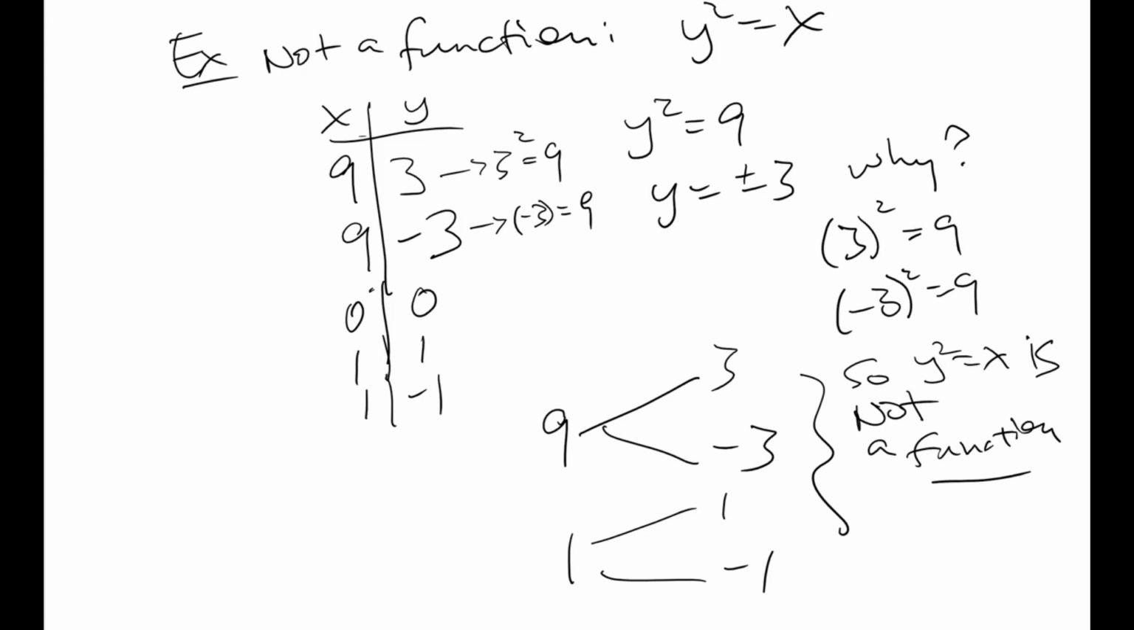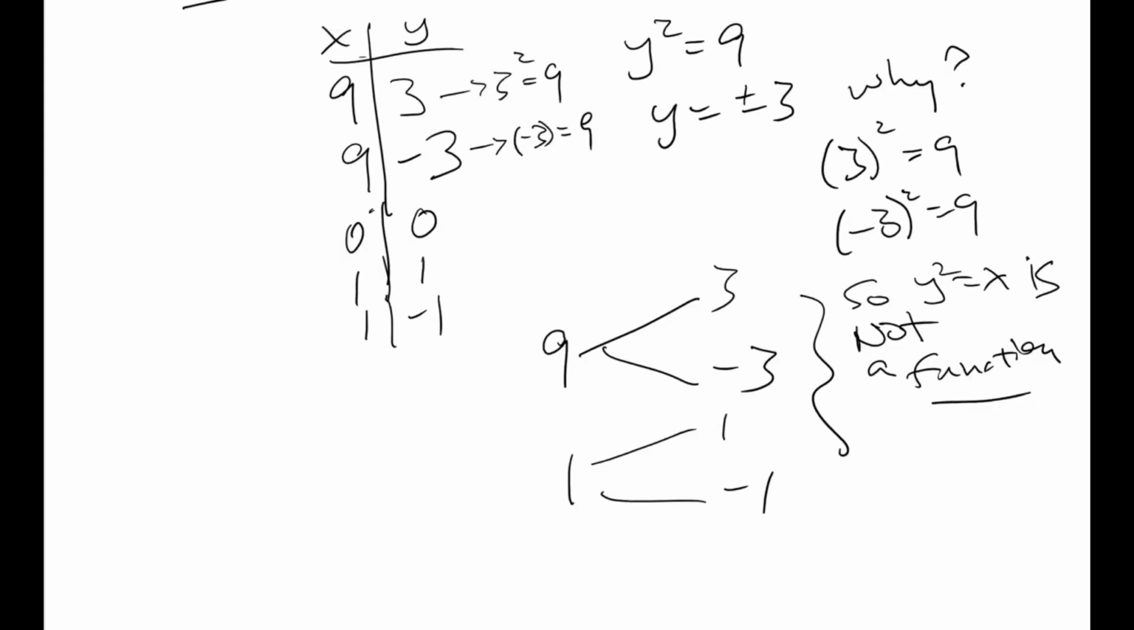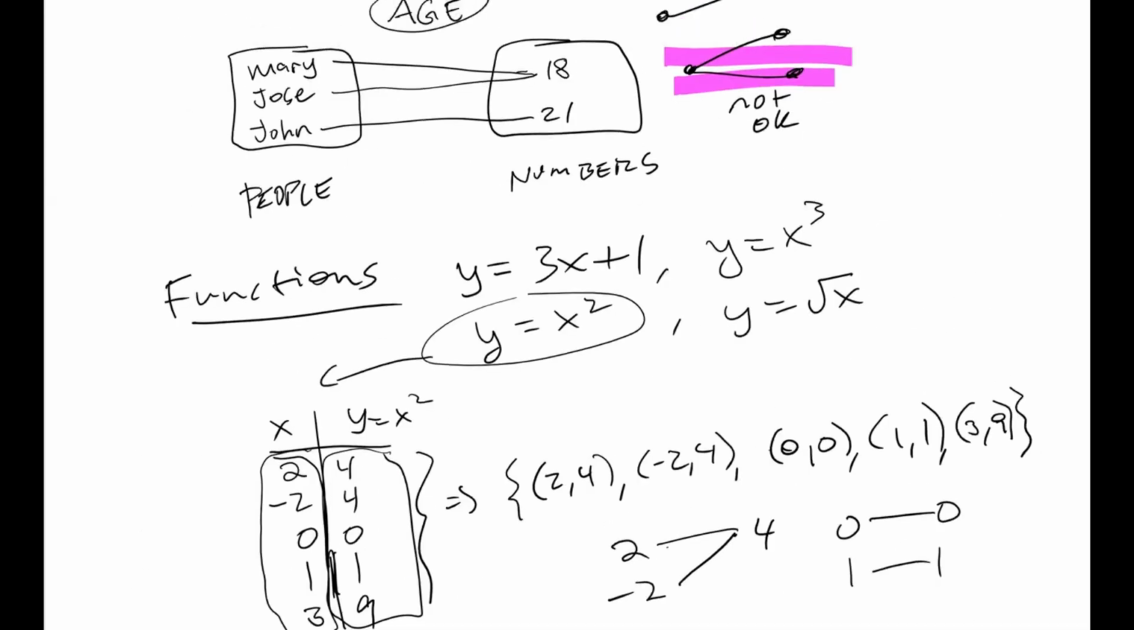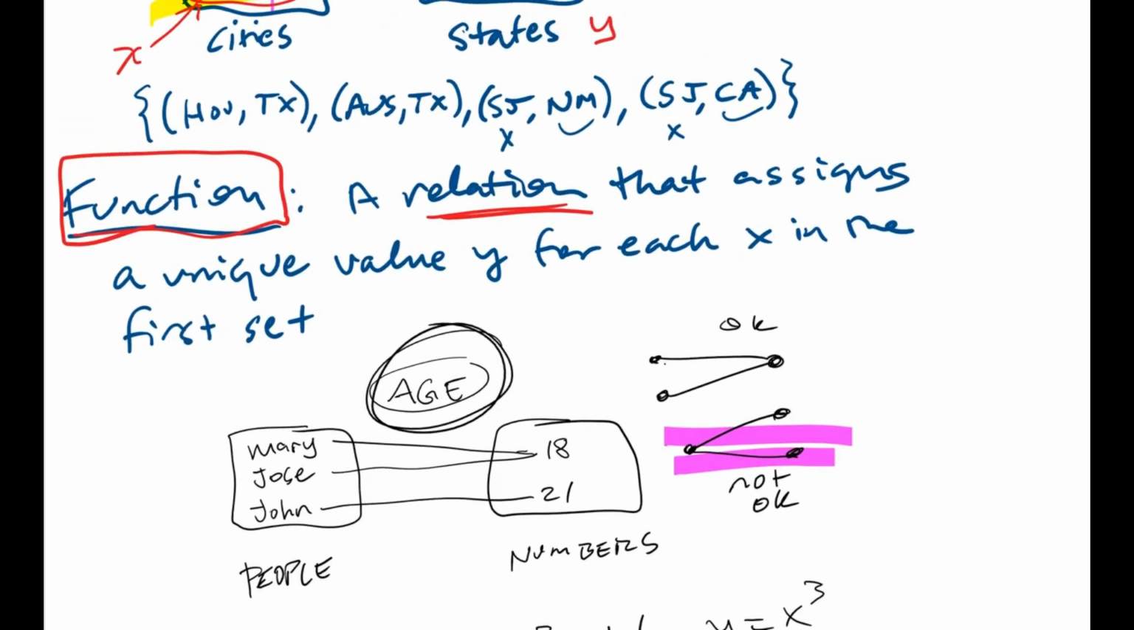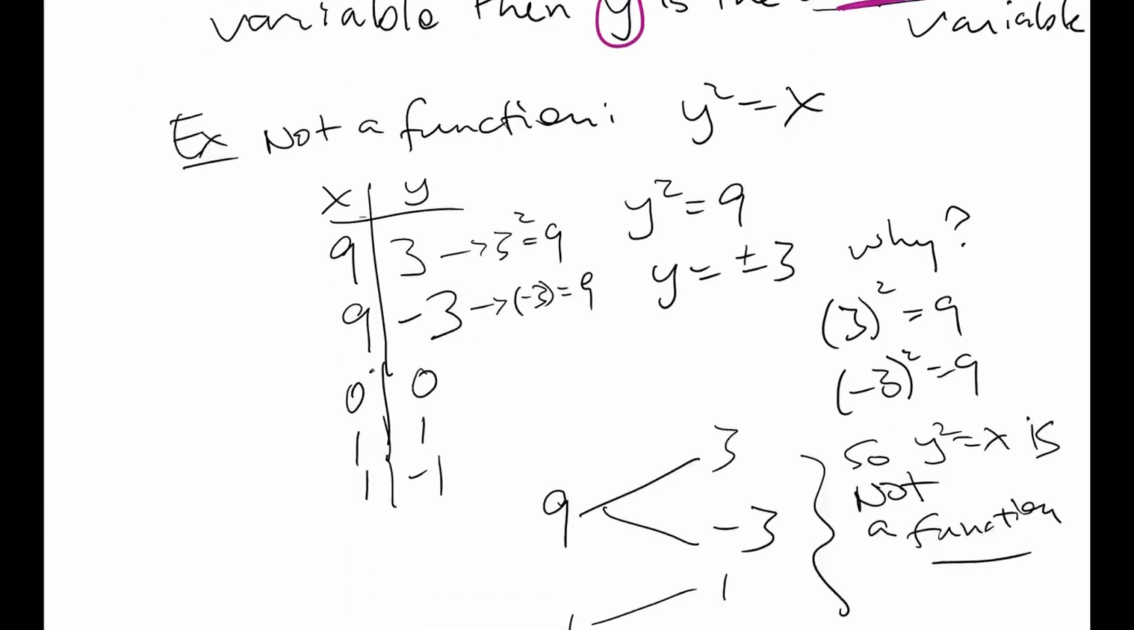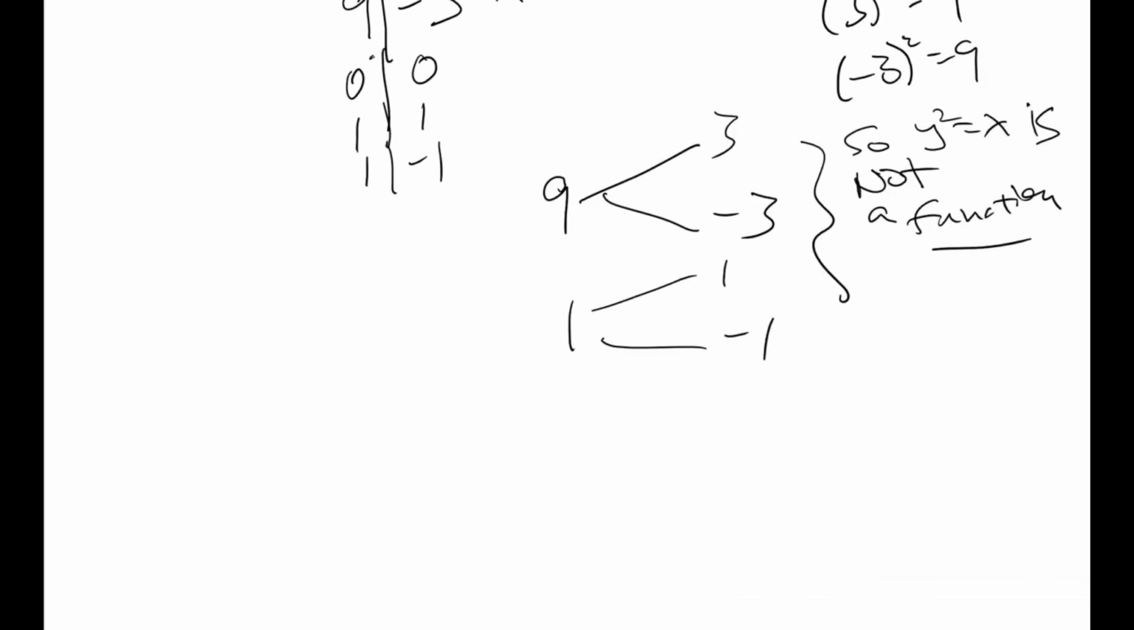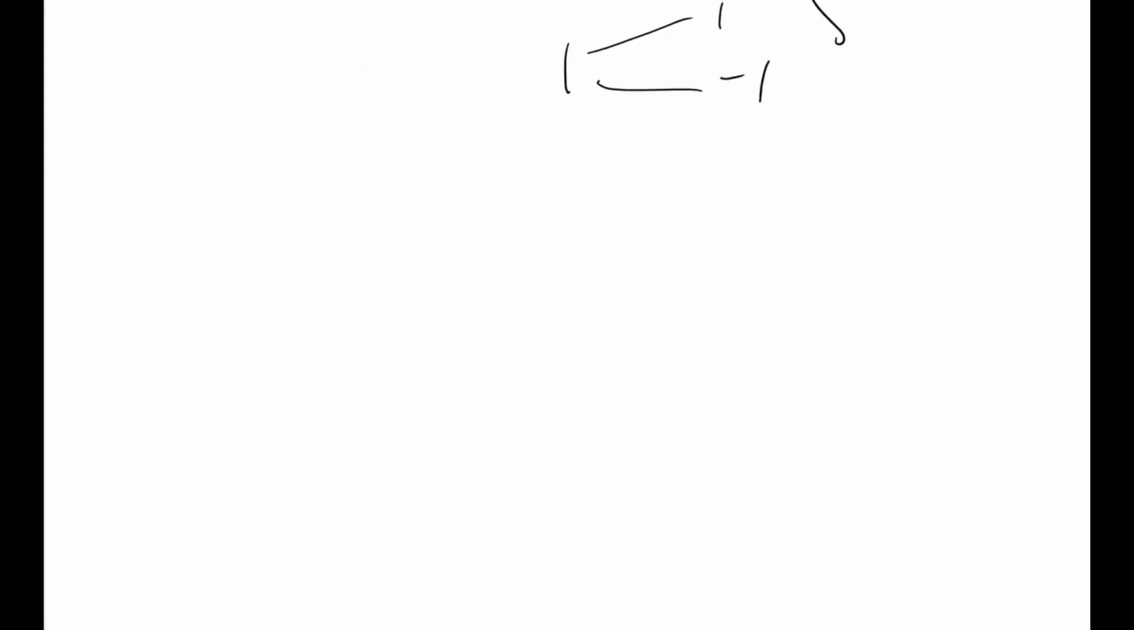Relations don't care. So how would you know this with the idea of age? Well, you can't have one person with 2 different ages. You can't have one person with 2 different ages. So you don't want that. So that's how you can remember if it's a relation or a function or not. Okay, so let's talk about notation for functions.